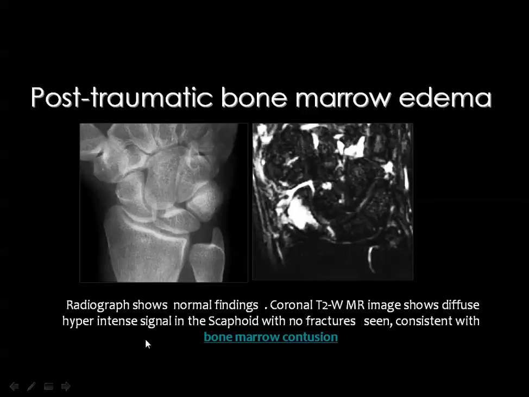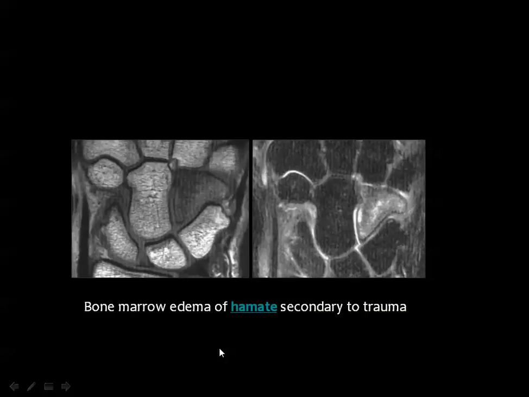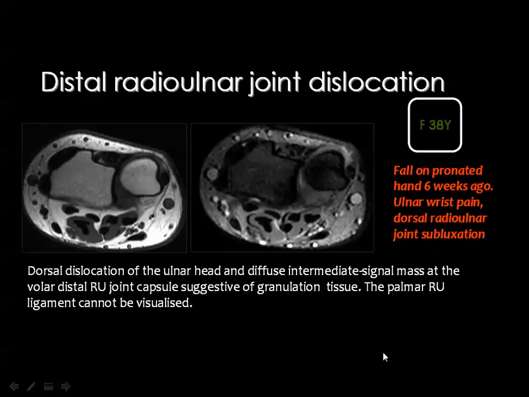Sometimes post-traumatic wrist pain cannot be explained by the plain X-ray because X-rays will show normal findings, but MRI will show, as you can see here, bone marrow edema of the scaphoid bone without evidence of fractures. And this is also a scaphoid bone marrow contusion secondary to trauma. You see the scaphoid is intact with no fracture lines. Also, the hamate or any of the carpal bones can be affected by trauma, and here you can see diffuse bone marrow edema, low signal in the T1, high signal in the T2, secondary to trauma.